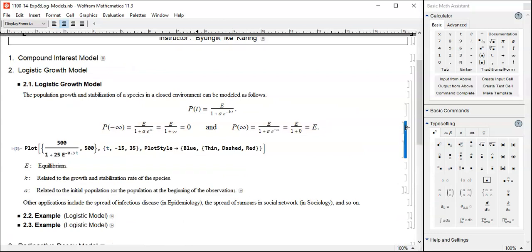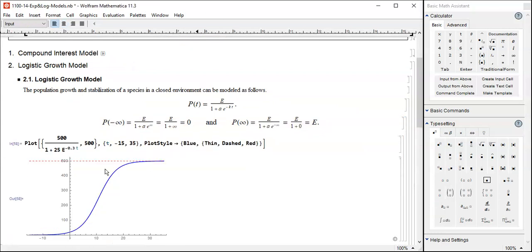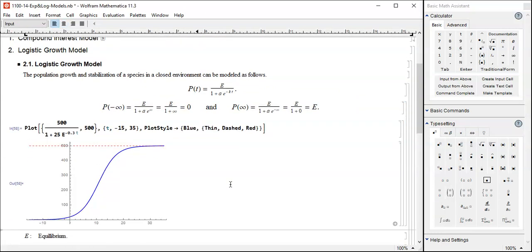We can visualize it like this. Actually, this is an example that we already went through in lesson 13. So to the left, we have the horizontal asymptote y equals 0. To the right, we have the horizontal asymptote of y equals 500, the numerator. That's the equilibrium, so a stabilizing population.